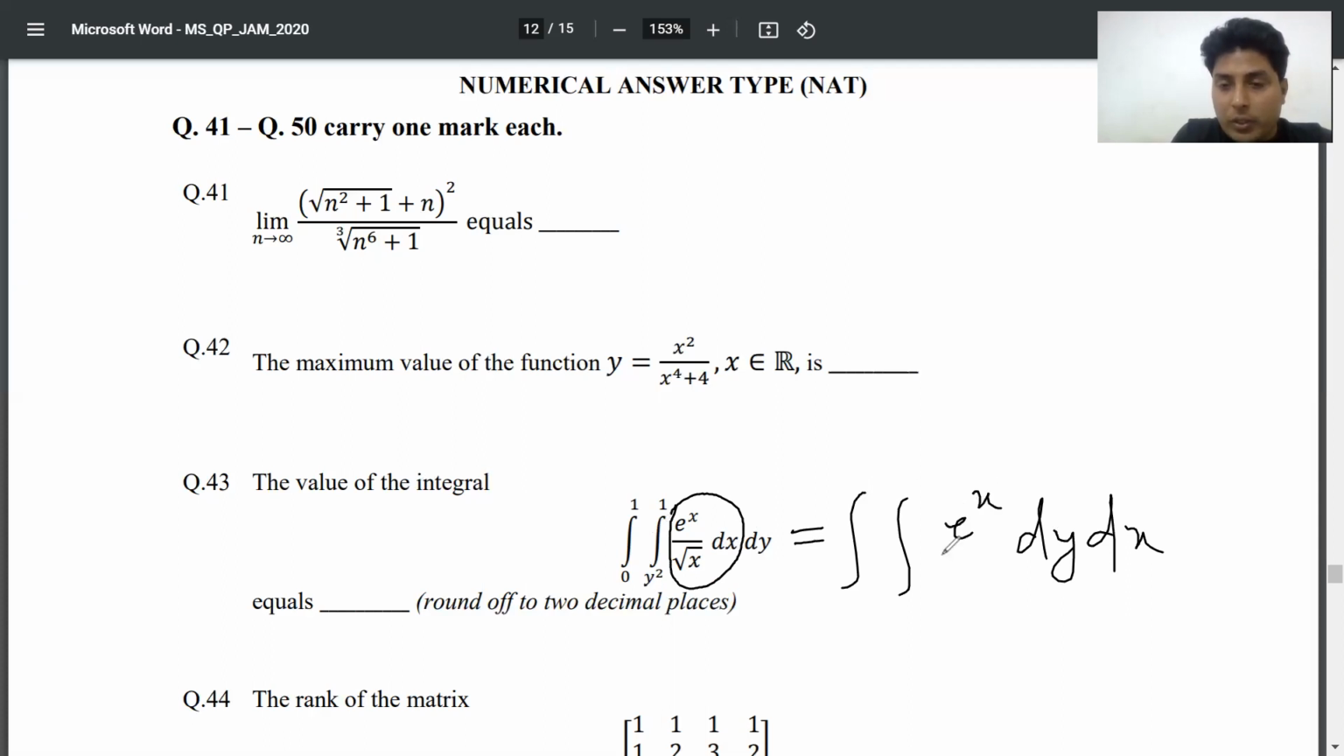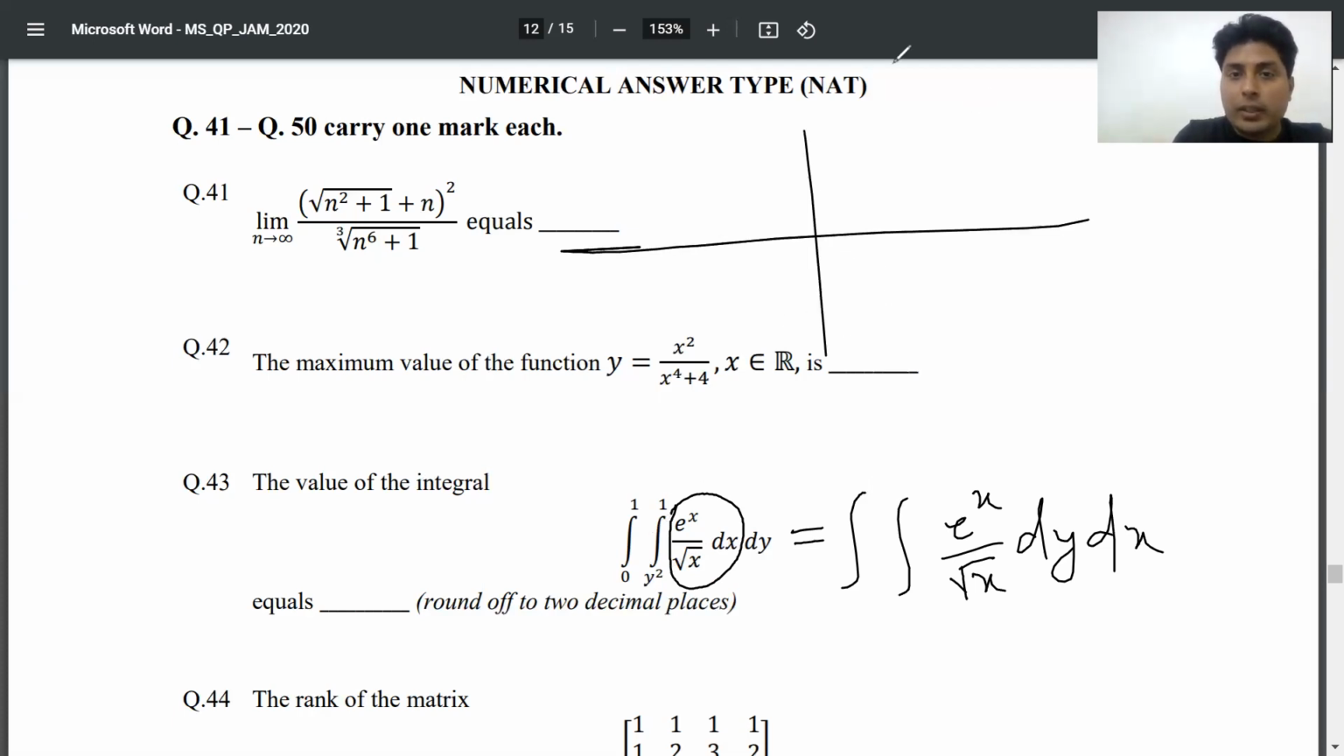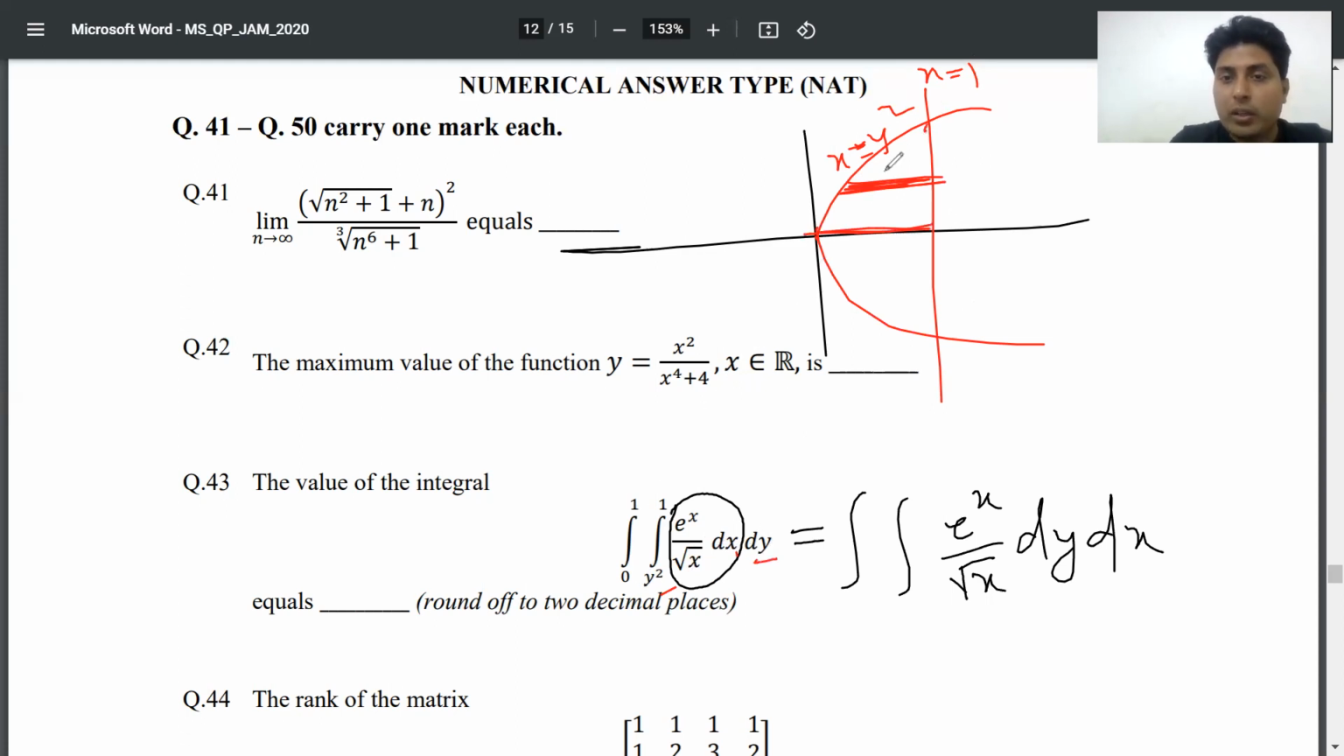So it will be e raised to power x upon root x. Just change the order. So x has limit y square to 1. So let's make the graph. X has limit y square, means x is equal to y square, this function. And x is equal to 1 is this. So x is equal to y square and x is equal to 1. And y is between 0 and 1.